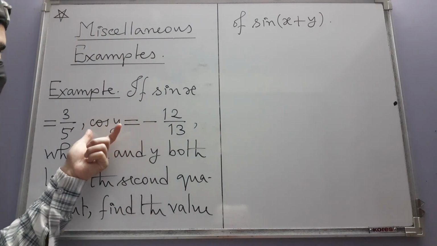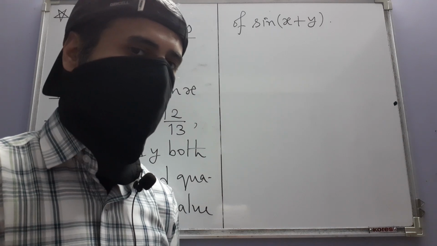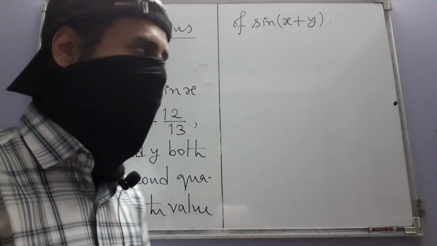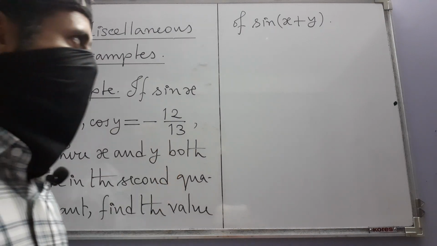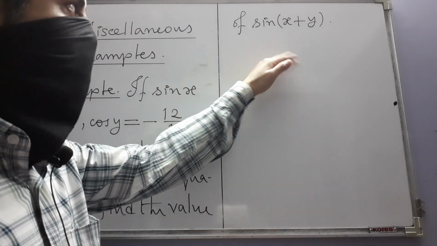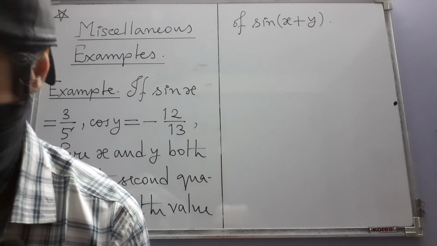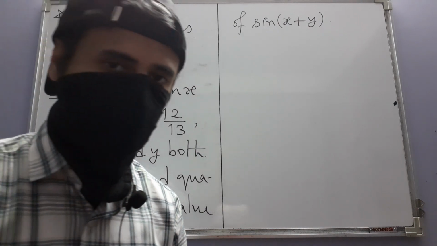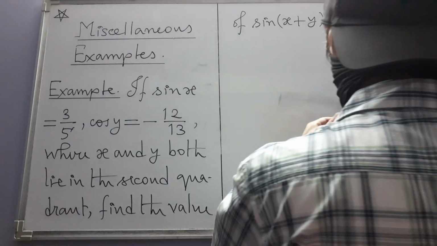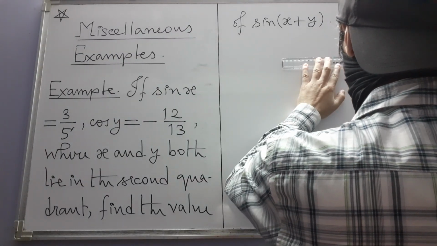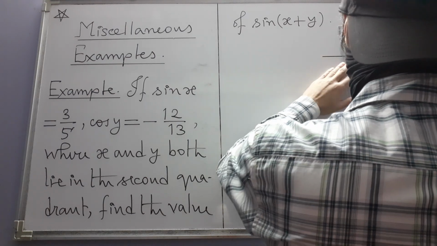Now sin x and cos y are given. That means we now need cos x and sin y. And that's what we will find first. And in doing so, we will keep in mind that x and y both lie in the second quadrant. So let us first draw a small figure and see what that has to do with everything. That is x and y lying in the second quadrant.